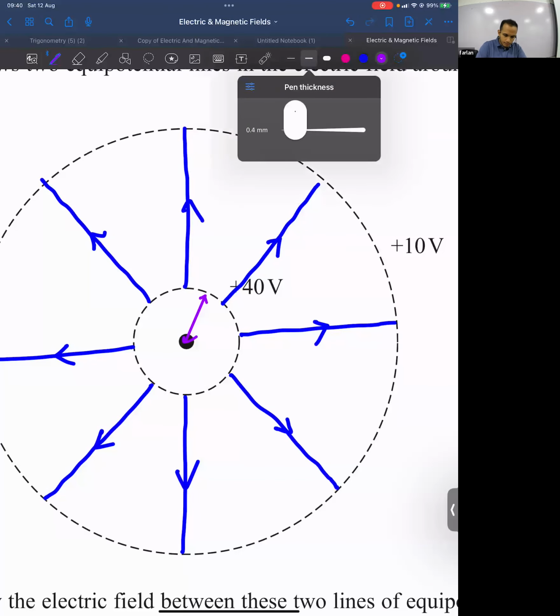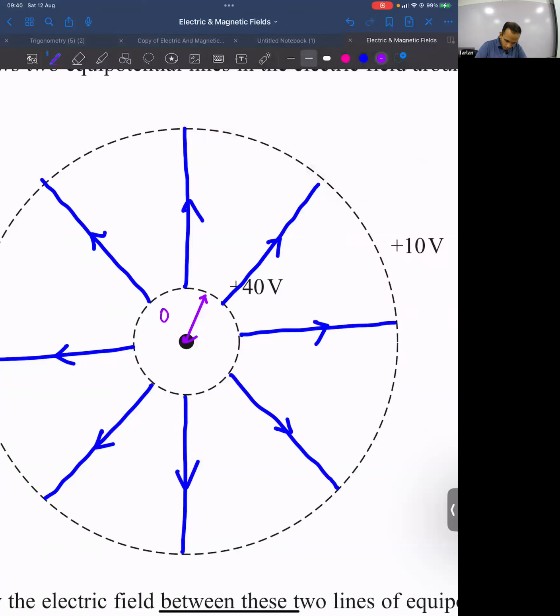0.8 centimeters. Can you measure from the center of the nucleus to 10 volts? What is the distance? 0.9. Okay, let's say 0.9 centimeters. What is the distance from the center to the 10 volts?